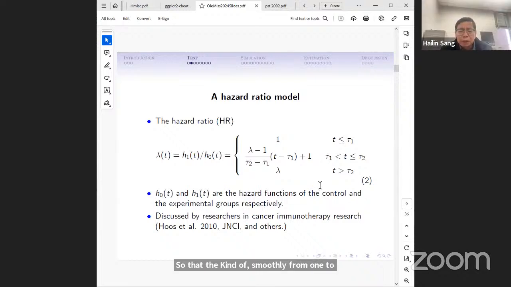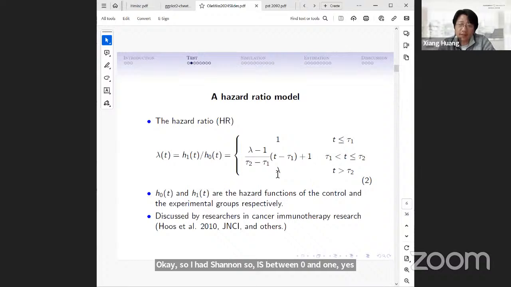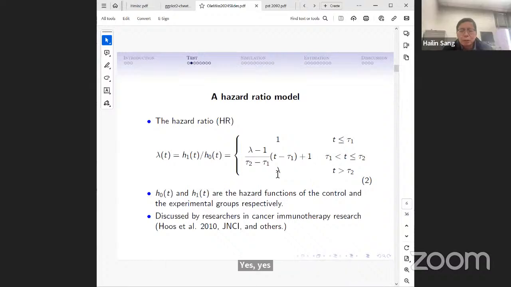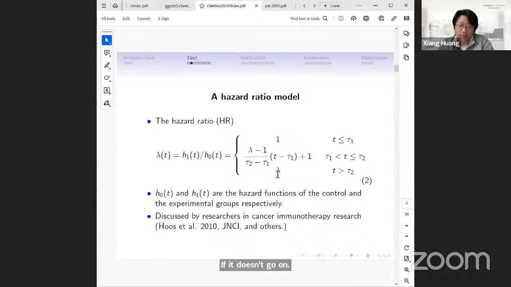Okay, so Xiang, lambda is, I guess, between 0 and 1. Yes. Lambda is a positive number, and less than 1. Less than 1 means there's a treatment effect.